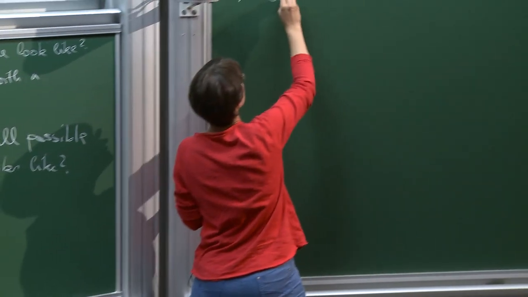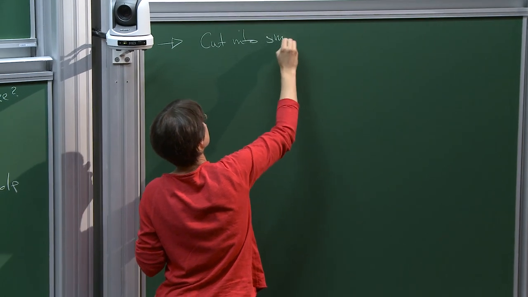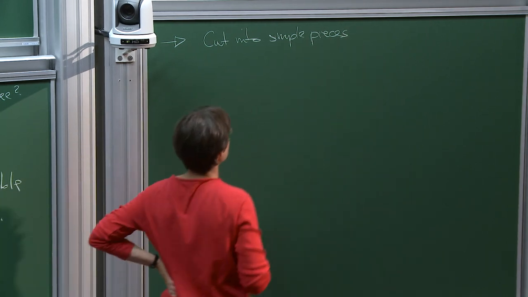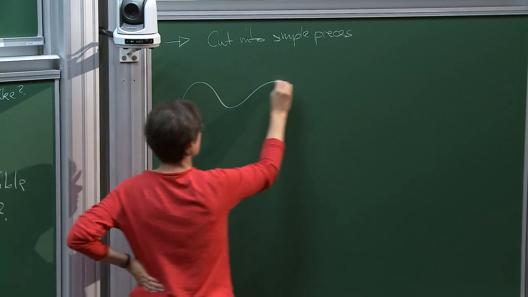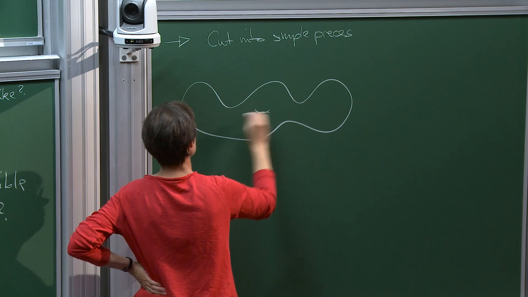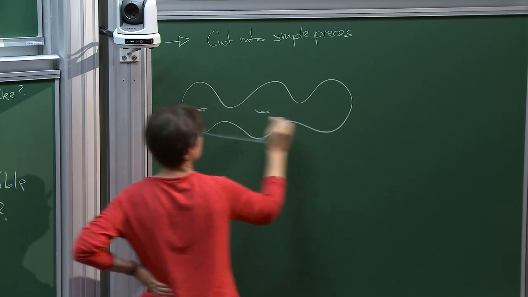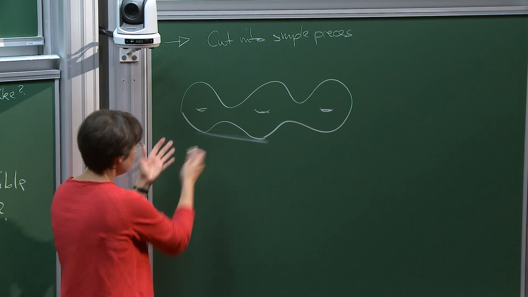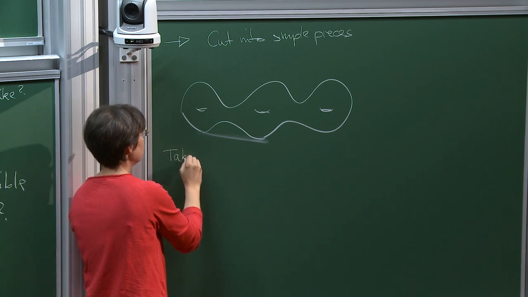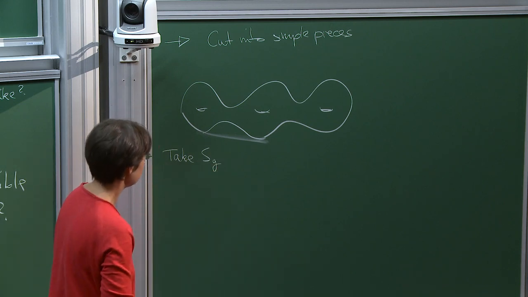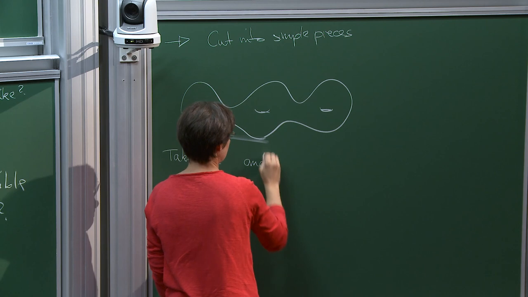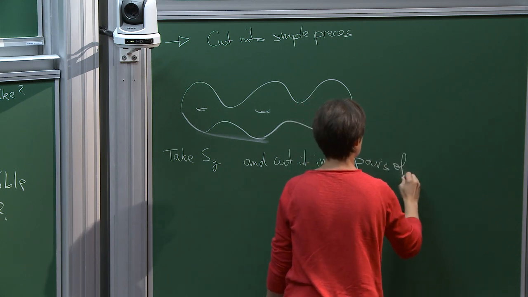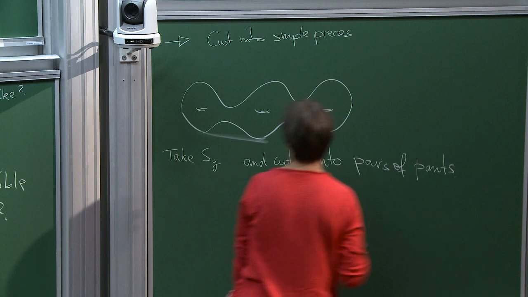Okay, so the other way is to cut into simple pieces, try to put a hyperbolic structure on each simple piece, and then glue it back. And for this, there's a nice tool. The way to do that is to cut a surface into what people call pairs of pants. So take S_G and cut it into pairs of pants.